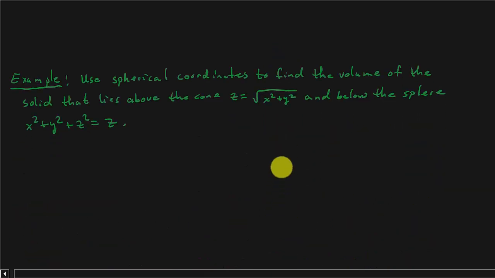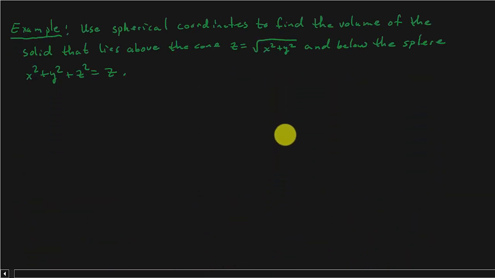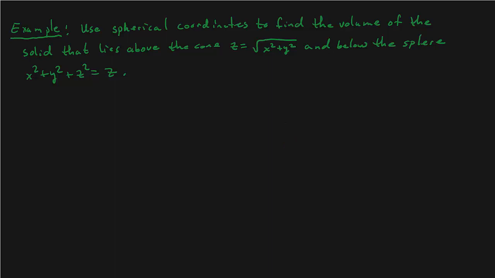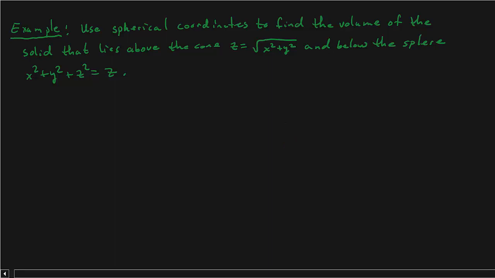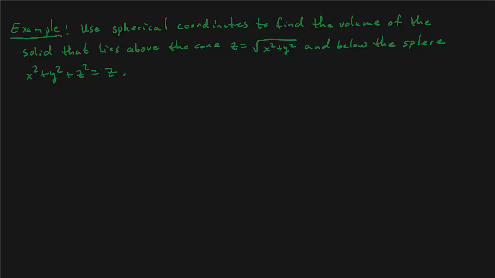All right, so let's look at another example, and this is the last one. All right, so we're to use spherical coordinates to find the volume of the solid that lies above the cone z equals square root of x squared plus y squared, and below the sphere x squared plus y squared plus z squared equals z. All right, so let's draw a picture.